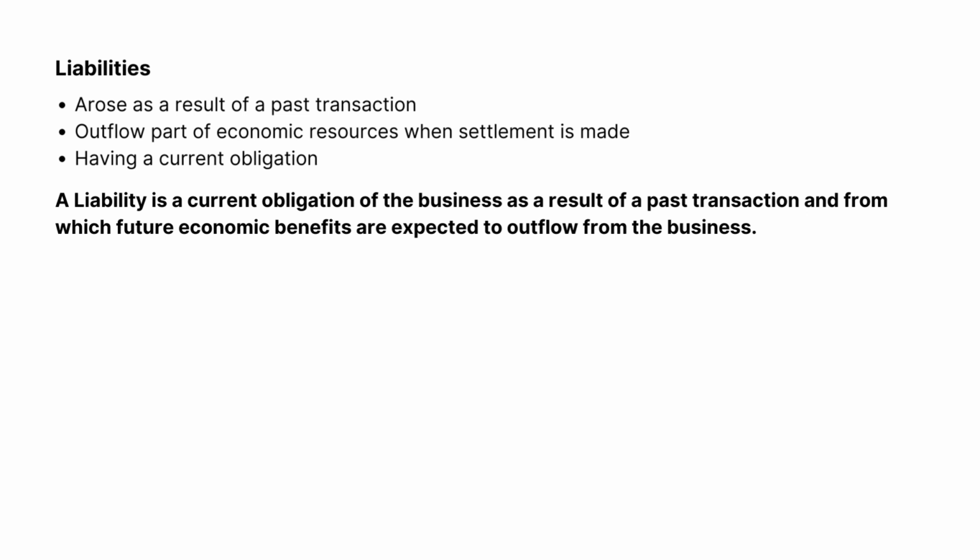Accordingly, the following characteristics are observed in a liability. It arose as a result of a past transaction. There is an outflow of part of economic resources when settlement is made, and it is a current obligation. Examples of liabilities are bank loans, creditors.